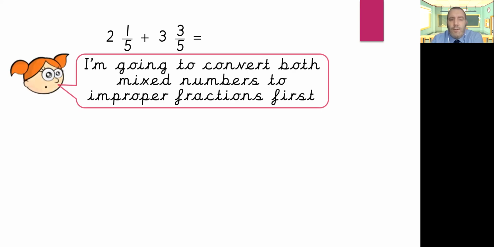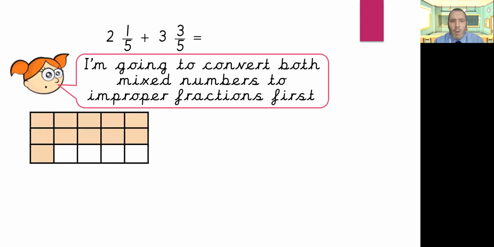First off, I'm going to convert both mixed numbers to improper fractions first. I'm going to do that using my bar model. So I've got 2 full rows of 5s and I've got 1/5 left over. So I've got 2 lots of 5/5 plus 1/5. That gives me 11/5.